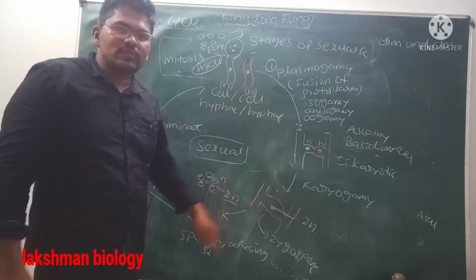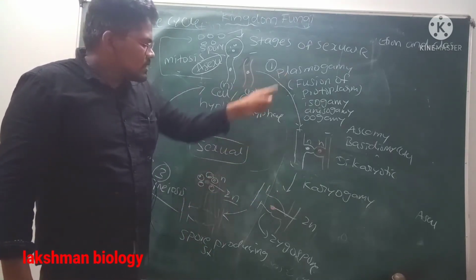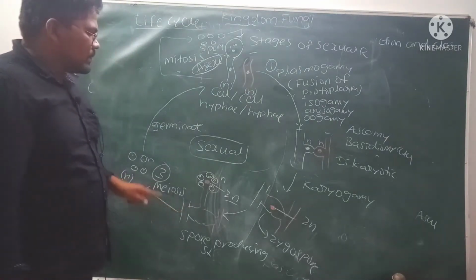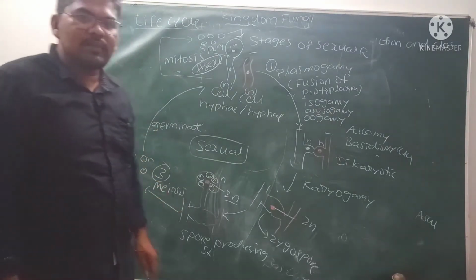But if you observe the sexual cycle, here we can see 3 stages, that is plasmogamy, karyogamy, and meiosis in the zygote. That is about the life cycle of kingdom fungi.